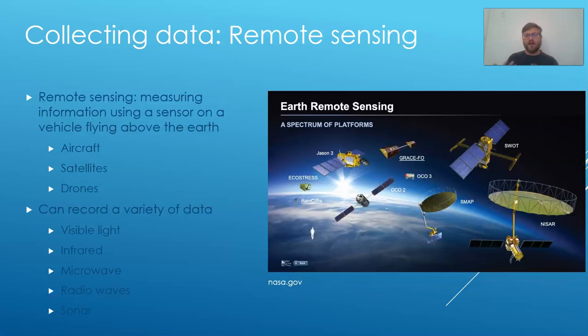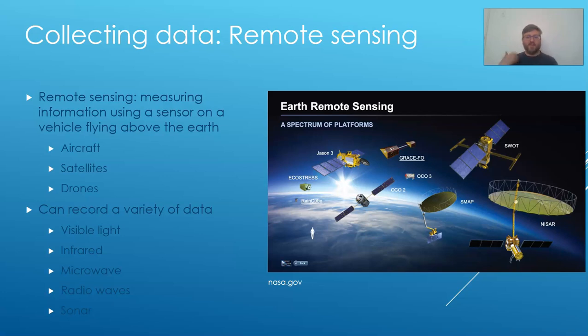data about. The other main way that we get spatial data is through remote sensing. Remote sensing means we're measuring information using a sensor in some sort of a vehicle that is flying above the Earth and is looking down at the Earth. So rather than having to go places physically and be there in person, we can use some sort of vehicle flying above the Earth to gather certain kinds of data.